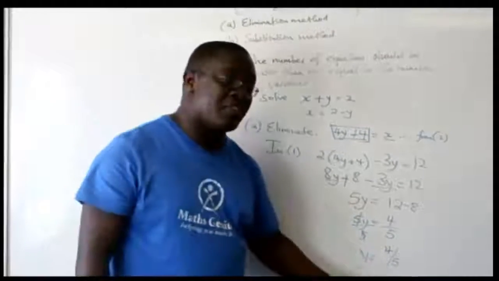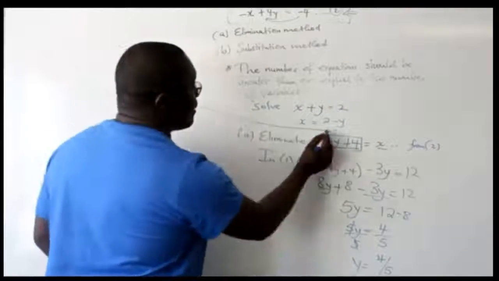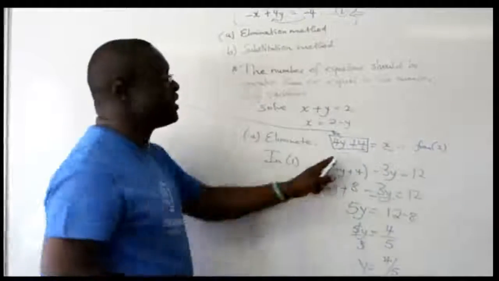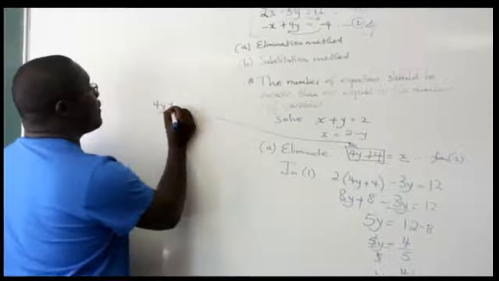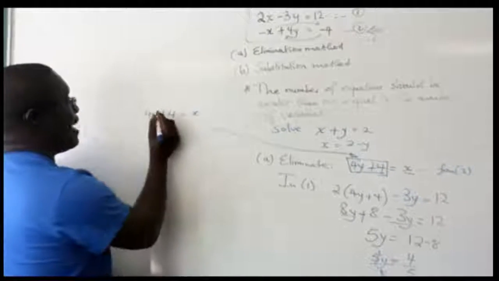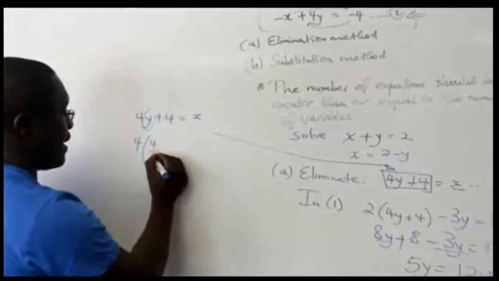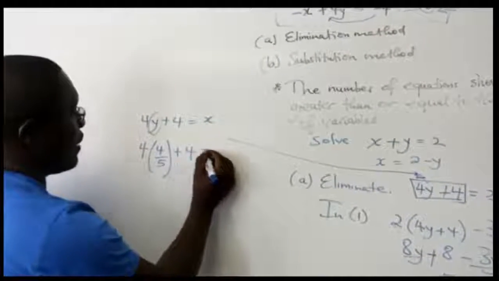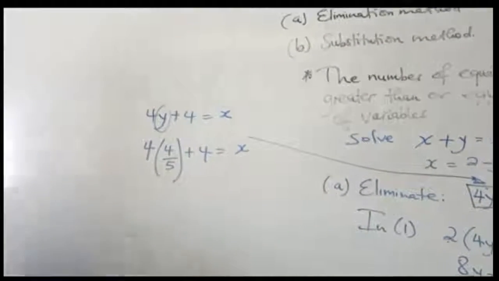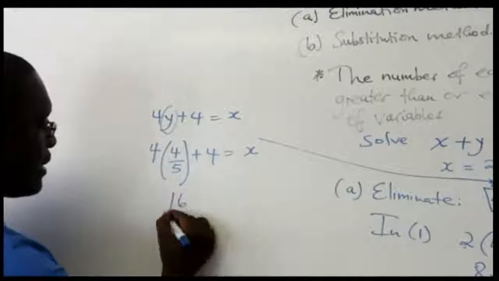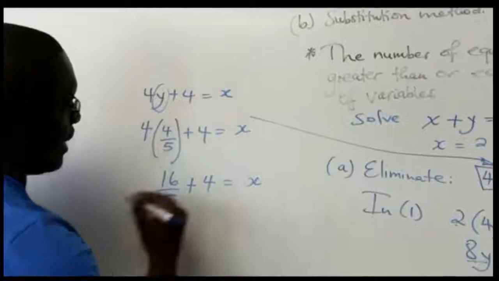Now that we know the value of y, we can use this relationship, where we made x the subject, to find the value of x. So 4y plus 4 is equal to x. But now we know the value of y. So 4 times 4 over 5 plus 4 equals x. So now it's just a matter of multiplication. 4 times 4 is 16 over 5 plus 4 equal to x.